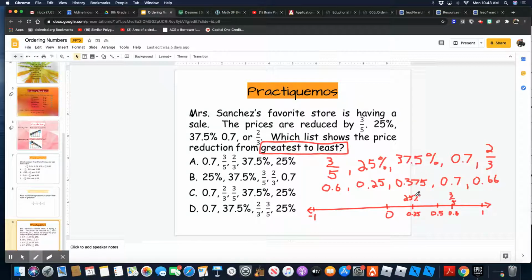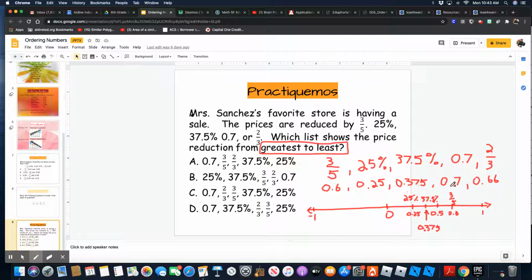Next one, 0.375, which was 37.5%. So I'm going to start at 0. I'm going to go to the right because it's positive. Here's 0.25. I'm going to keep going. I'm not going to go to 0.5 because it's smaller than 0.5. It's 0.375. So we're just going to estimate, I'd guess, it's probably about halfway in between 0.25 and 0.5. So that was 37.5%. And I am running out of space here. I'm just going to draw an arrow. That was 0.375. Make that decimal a little bigger.